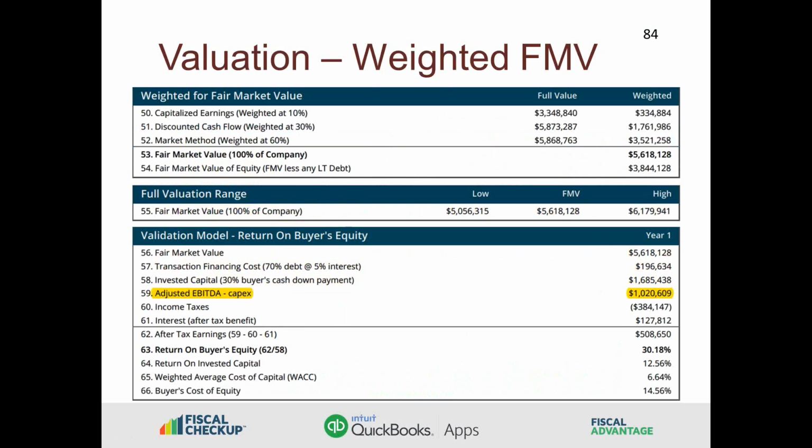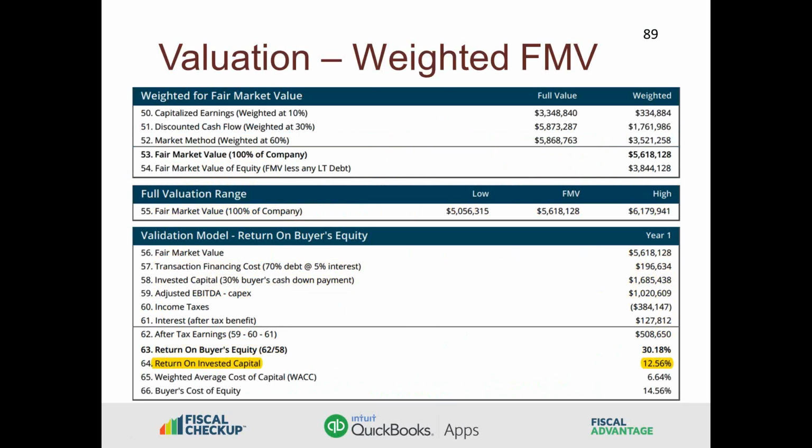Next, we show the adjusted EBITDA for next year, which is projected to be just over $1 million in the first year after closing. Then we subtract income taxes at 35%, and we also deduct the after-tax cost of the debt, which results in earnings adjusted for the taxes and interest of just over $500,000. We divide the earnings on line 62 by the invested capital on line 58, and this gives us a return of just over 30% on the buyer's equity.